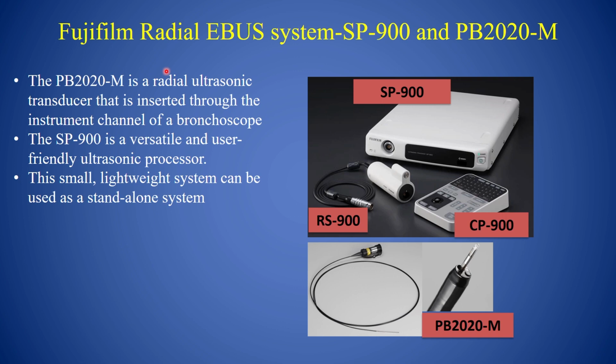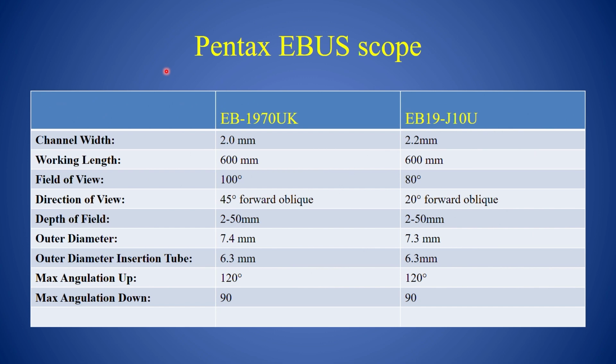You have the PB2020 ultrasonic transducer along with the SP900 ultrasonic processor. Advantage is you can use a standalone system for radial EBUS, but you can't use the SU1 processor for radial EBUS. If you come to the Pentax scopes, you have two scopes available.